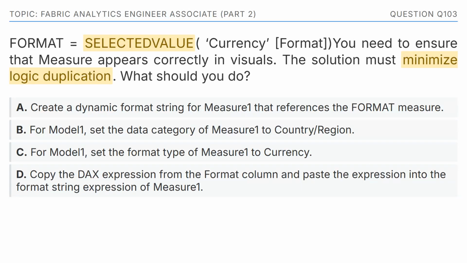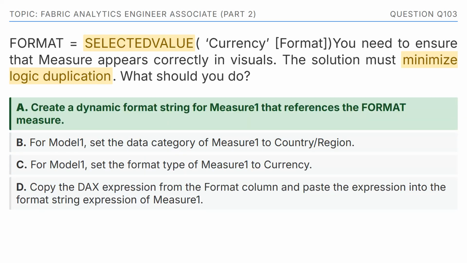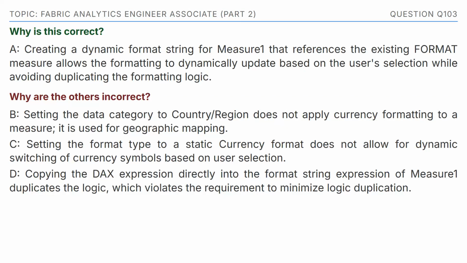To arrive at the correct answer, we focus on the keywords: dynamic format string, minimize logic duplication, selected value, currency formatting strings. The correct answer is option A. Create a dynamic format string for Measure 1 that references the format measure. Why is this correct? Creating a dynamic format string for Measure 1 that references the existing format measure allows the formatting to dynamically update based on the user's selection while avoiding duplicating the formatting logic.